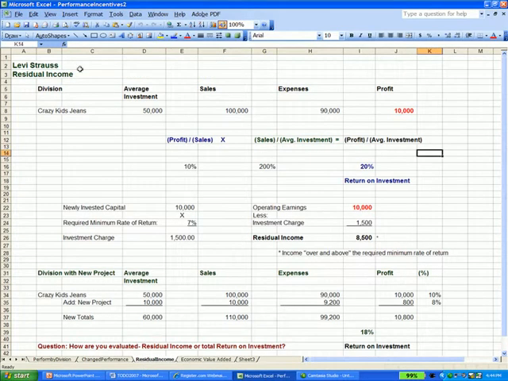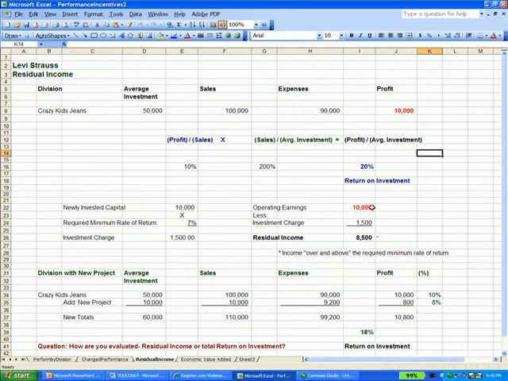Here's an example of residual income. We continue with the examples from Performance Incentives 1. Crazy Kids Jeans has investment, sales, expenses, and we calculate a $10,000 profit. We use this line of data to calculate a return on investment of $10,000 divided by 50, or 20%. And now we throw in the additional information on residual income. We say that on $10,000 investment, we have a required minimum rate of return, a minimum that we've calculated of 7%, which means we have an investment charge of $1,500. There's a cost of that capital, and we'll talk about how we calculate a cost of capital a little later.